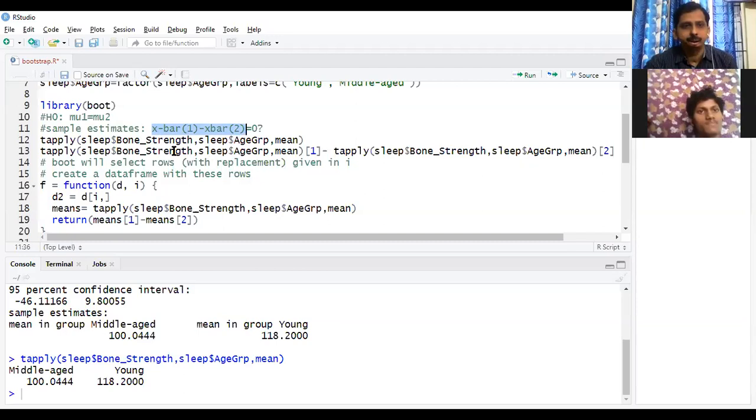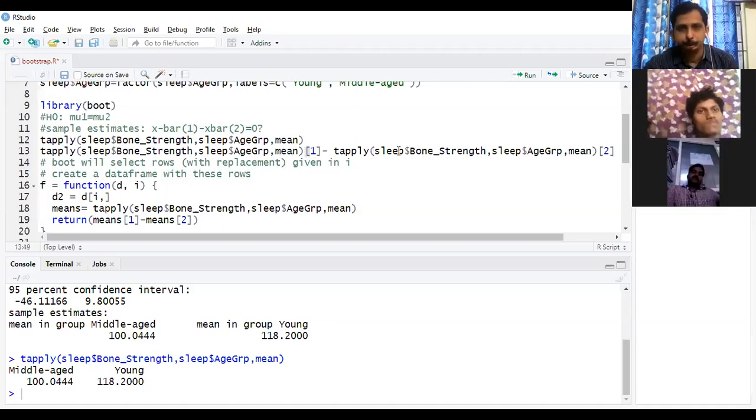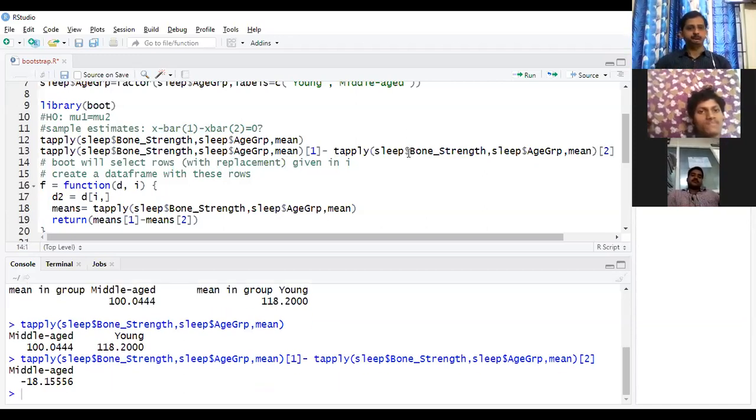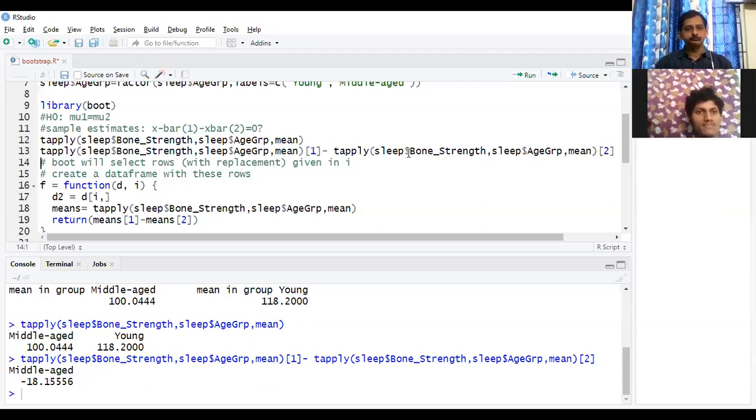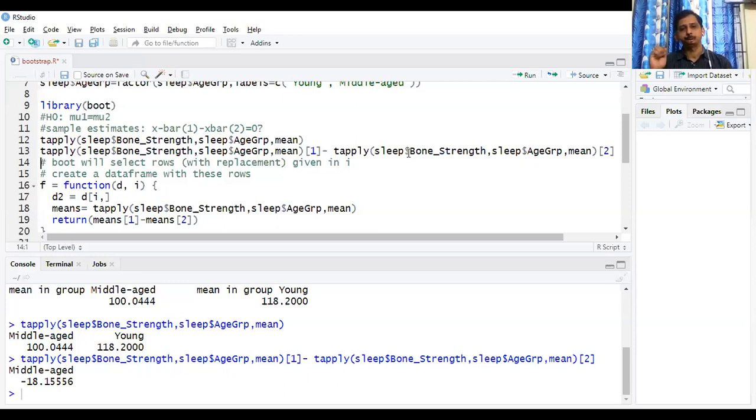The next step is that we have calculated the average bone strength in the first group minus the average bone strength in the middle-aged group. This gives us around minus 18.1556, which means the average bone strength of the middle-aged group is comparatively lesser than the average bone strength of the young age group. Okay, now we have got the numerator part.